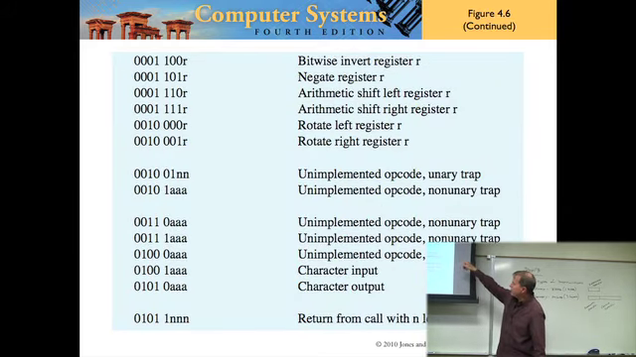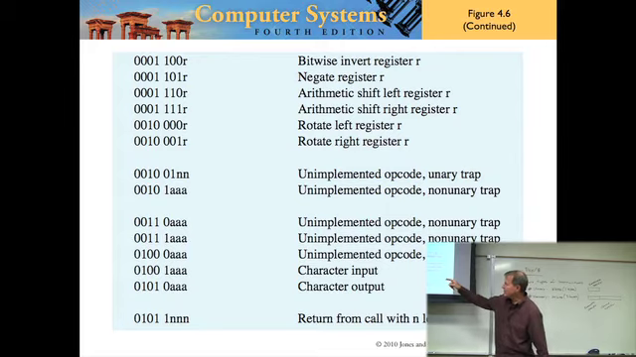Now moving on down in the table. Also, there is a bitwise invert register R instruction. And how many bitwise invert register R instructions are there? 2. Okay? Now look at this. Let's go down here to this unimplemented opcode non-unary trap instruction. What is its instruction specifier? 0011 0AAA. There's actually 8 of those instructions. Are you with me? Why 8?